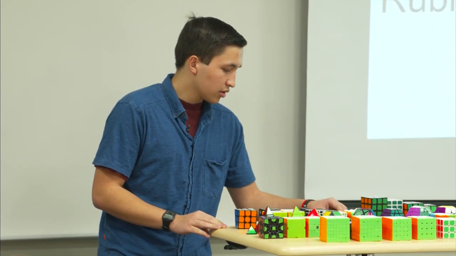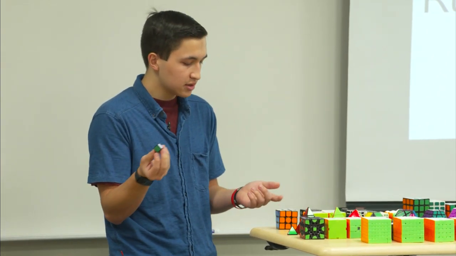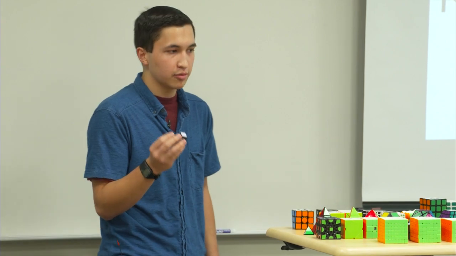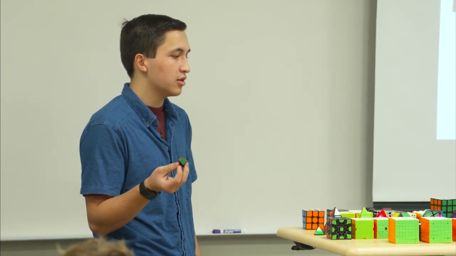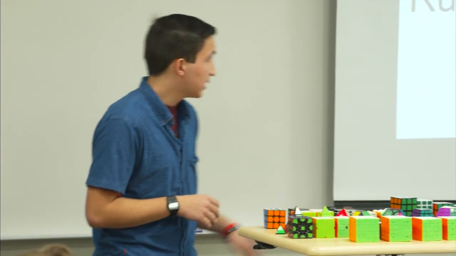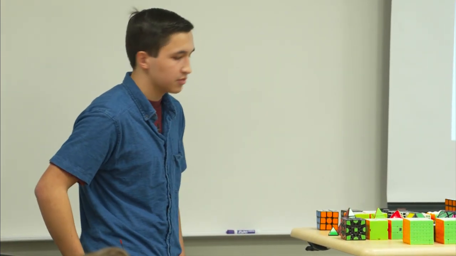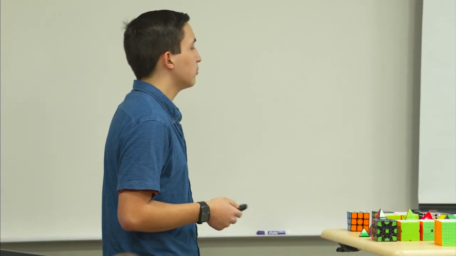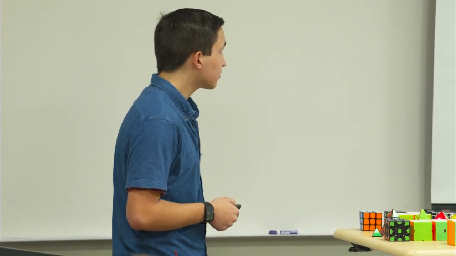Next, we have the corner pieces. So corner pieces are on the corners. There are 8 of them, and they each have 3 different colors, so they can be rotated 3 different ways. That's all there is to the pieces. I just wanted to make sure we understood how they're put together and what it consists of.